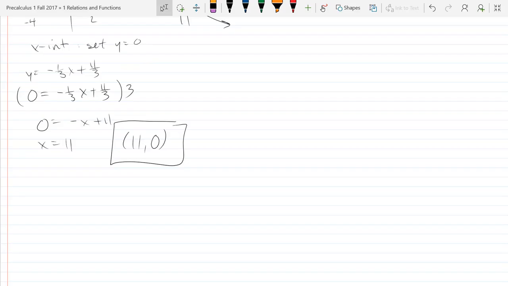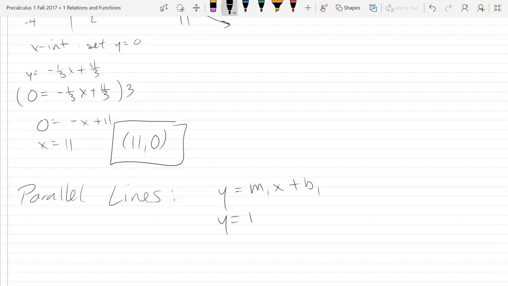The next properties we're going to look at are parallel and perpendicular lines. I'll start out with parallel. So we'll have two lines. I'll use subscripts of 1 for my first line's slope and y-intercept. For my second line, I'll use m2 and b2.